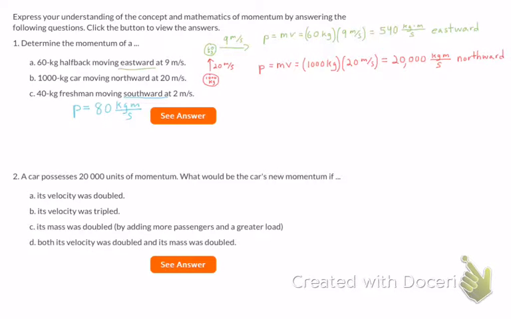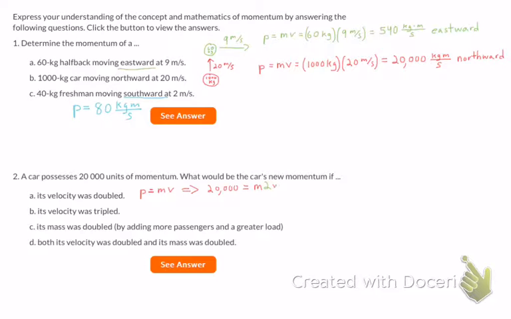Alright, let's try the bottom problem. Number 2 says, a car possesses 20,000 units of momentum. What would be the car's new momentum if its velocity was doubled? So let's think about this. If P equals M times V, and we know that our P is 20,000 units, and we double the velocity, so let's double the velocity. We have the M, and I'll write in a different color, 2 times the V.